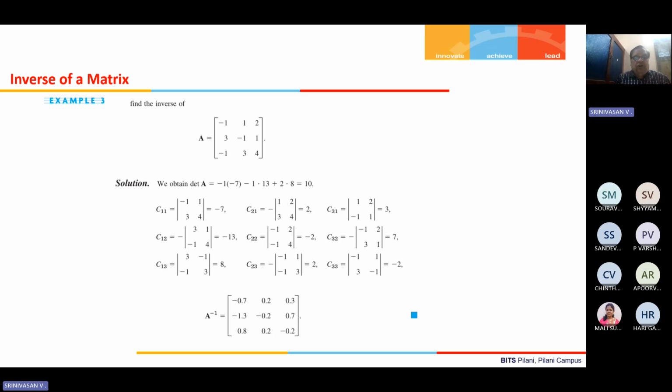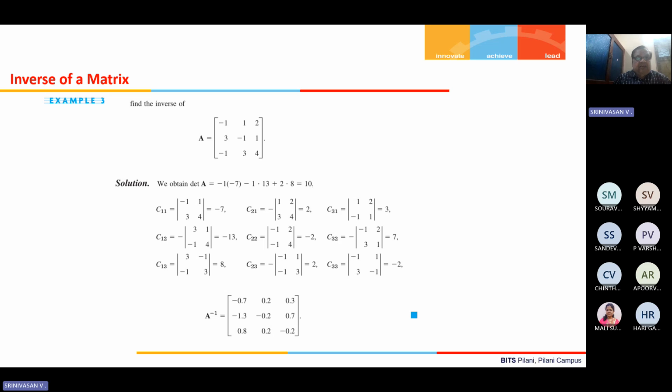So what is determinant A? -1 into (-4 - 3), that is -1 into -7, then -1 into (12 + 1), that is 13, plus 2 into (9 - 1), that is 8. So you get the answer 10. So the determinant of the given matrix A is not equal to 0, it is non-singular. So we can go for finding its inverse.